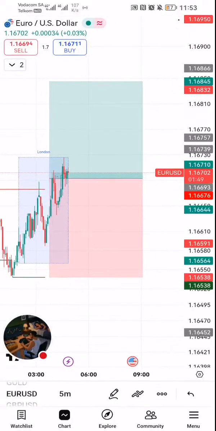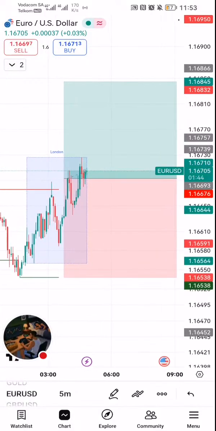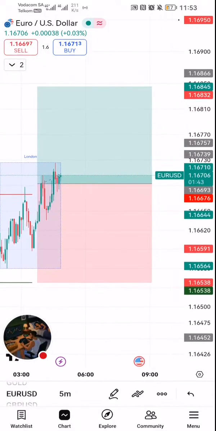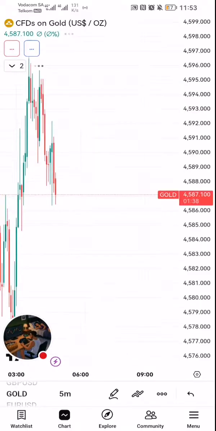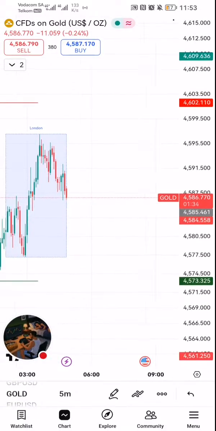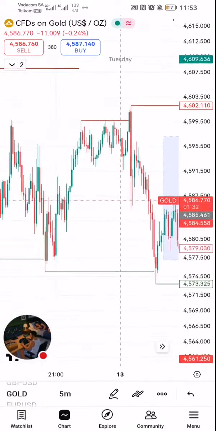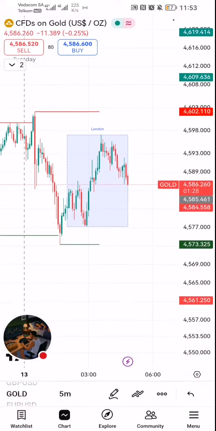That's the reason why I took the buys. It's that simple, guys. That's the strategy we're always trading here. And I know we only trade gold, but I'm just showing you that the strategy works on all other pairs. And as you can see, for gold right now, we're just still playing around.